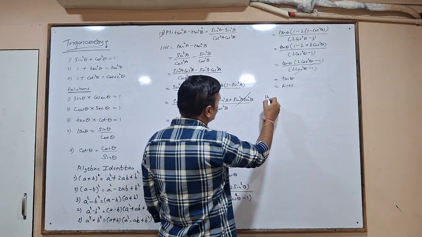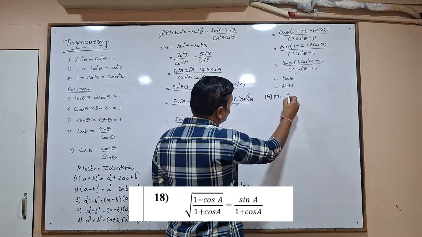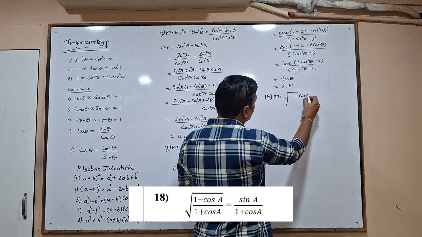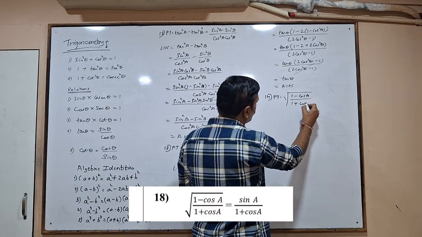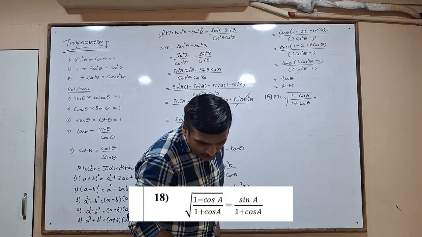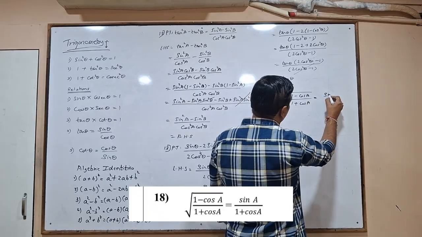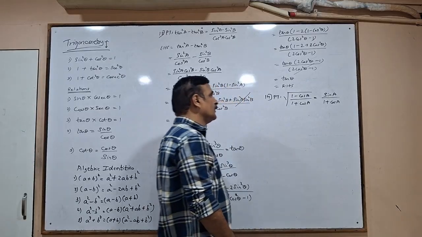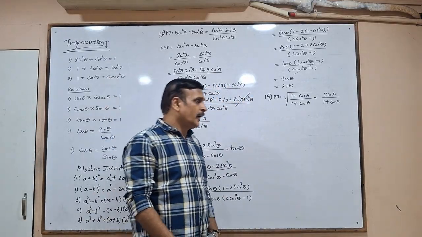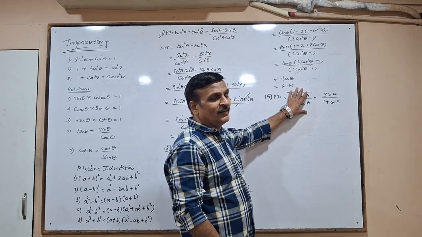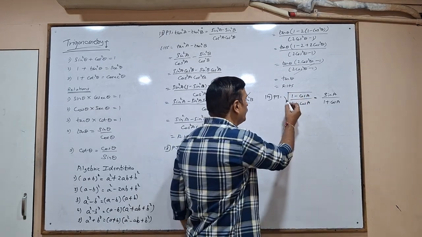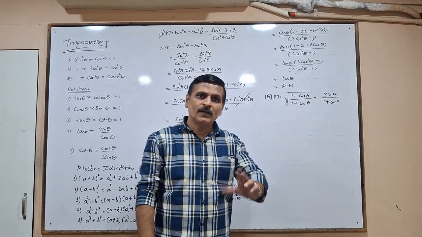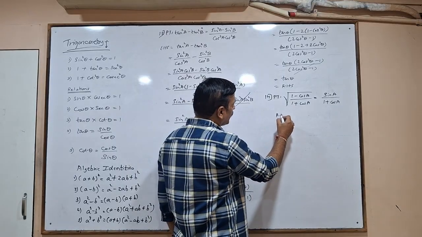Next question. Square root of 1 minus cos A upon 1 plus cos A is equal to sin A upon 1 plus cos A. Now, normally, ideally I prefer to take LHS because removing a square root is very easy. Just to get a square inside, the removal of square root is possible. But this time I will go with the RHS.